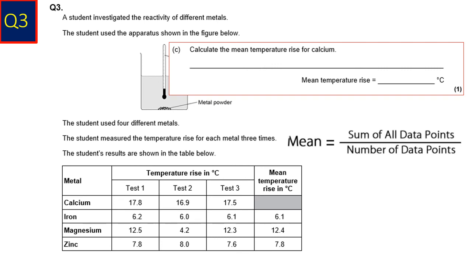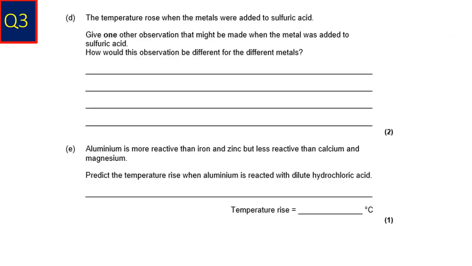Then for part C, they want us to calculate the mean temperature rise for calcium. So they want us to work out what should go in this grey box here. So there's not any anomalies in there. So you're going to calculate a mean by adding up these 3 data points and dividing by the number of data points there are. So add up these 3 numbers and divide by 3 to get your value. Always show your method on these calculations so you can get any method marks too.